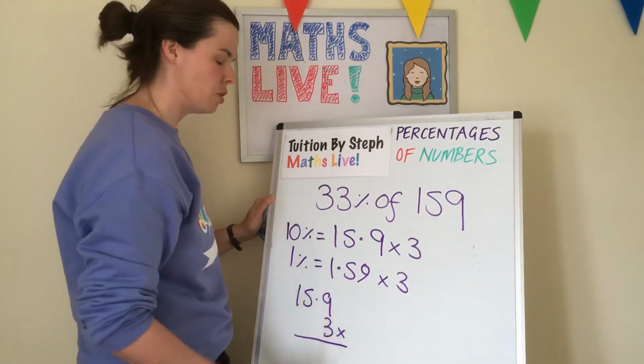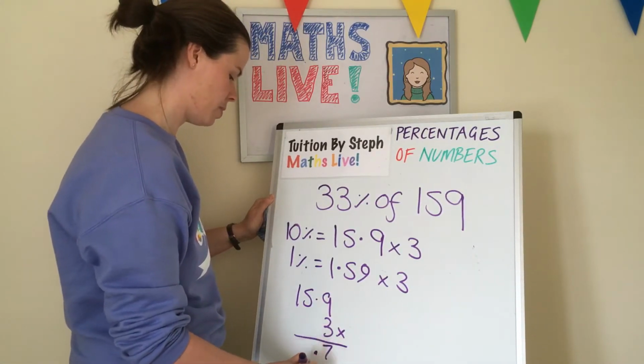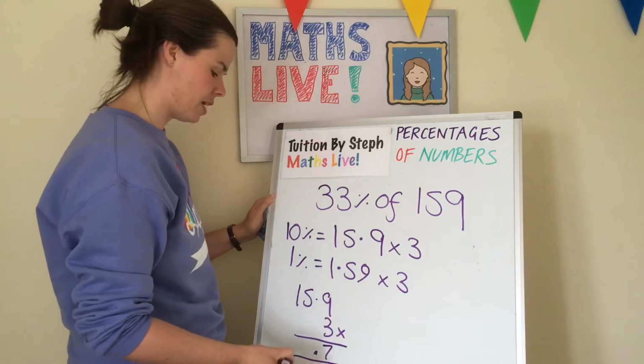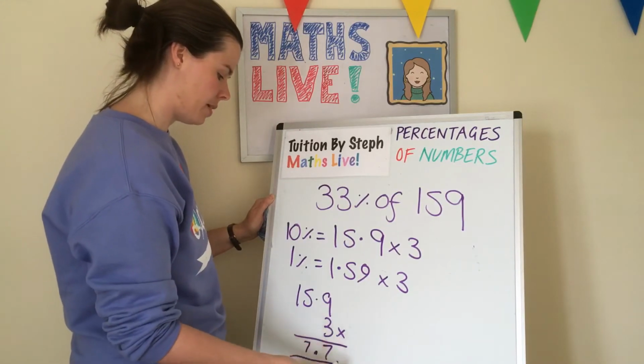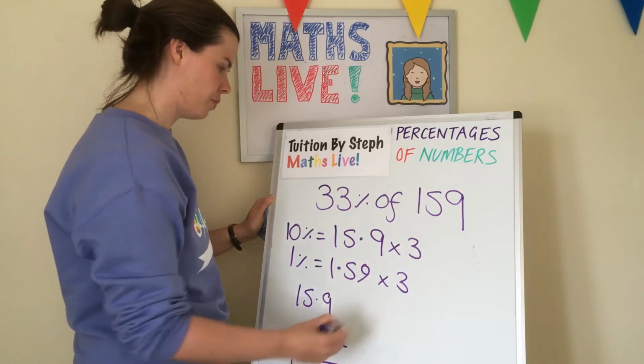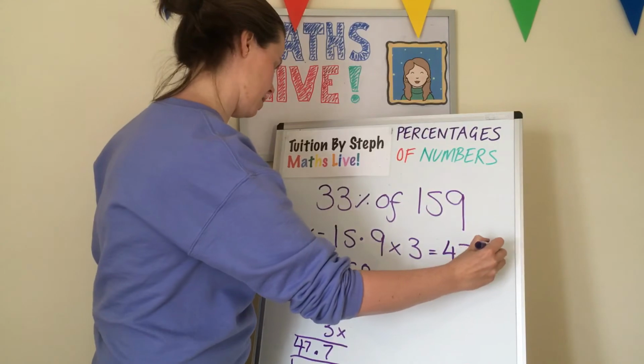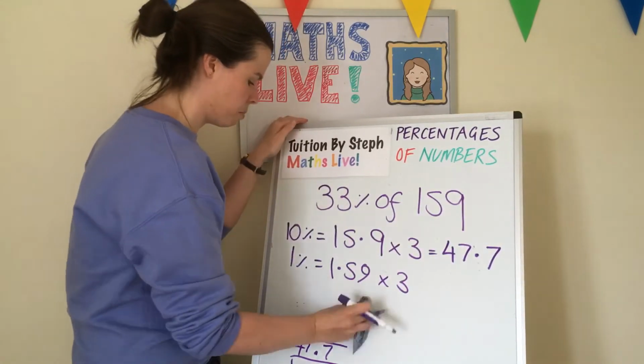1 9 is 9, 2 9s are 18, 3 9s are 27. There's my decimal point. 5 3s are 15, 16, 17. And 1 3 is 3 plus the 4, so that is 47.7.